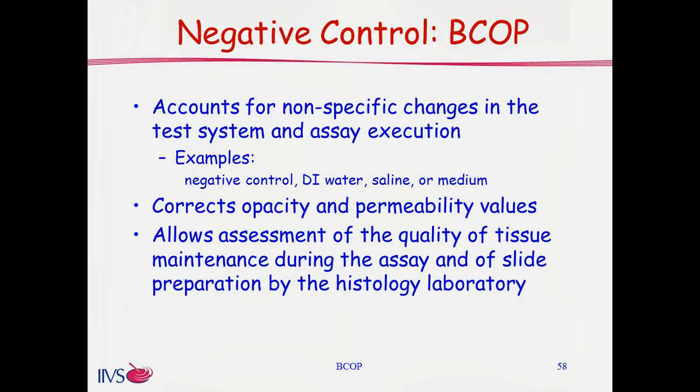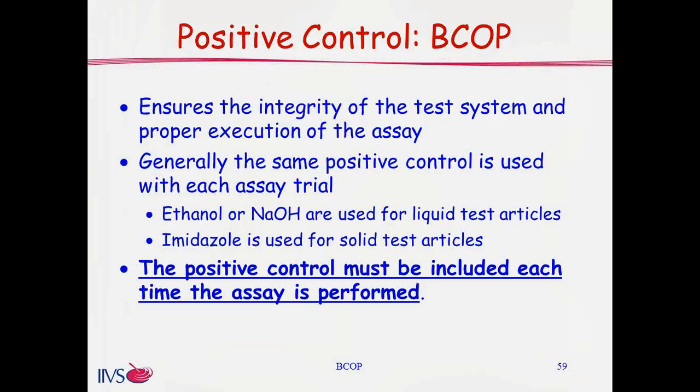Now, the negative controls are used to account for nonspecific changes in the test system as well as in the assay execution of the contract laboratory. Examples of the negative control are typically deionized water or saline or medium, preferably using water or saline if that is the diluent used for a test material, if a diluent is required. Now, the negative control, as we mentioned in the calculations, is used to correct for the opacity and permeability values. So it provides somewhat of a baseline against which the test material and positive controls are compared.